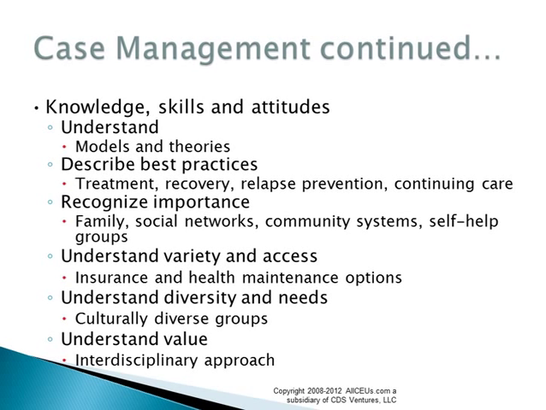It's also important to recognize the importance of family, social networks, community systems, and self-help groups. Many people who've been abusing substances either don't have a strong social support network or they are enmeshed in a substance abusing social support network. That's not going to support them in recovery. So it's important for us to understand how the family impacts the development of addiction, how sober social supports impact the recovery process, and how to help people link with positive, sober social supports.